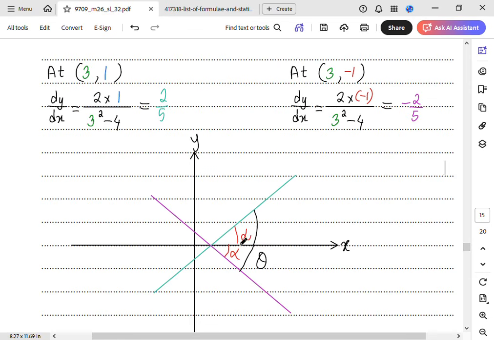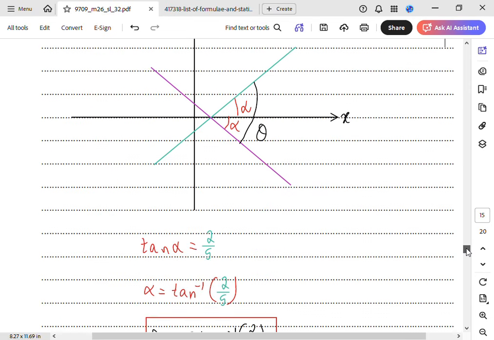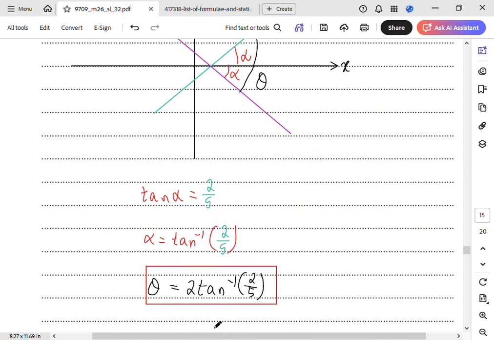So let's try to find the value of alpha. I know that gradient is actually equal to tan alpha here, right? So tan alpha equals 2 by 5. So alpha would be equal to tan inverse 2 by 5. And theta would be just double that. So 2 times tan inverse 2 by 5. So that's your value of theta.